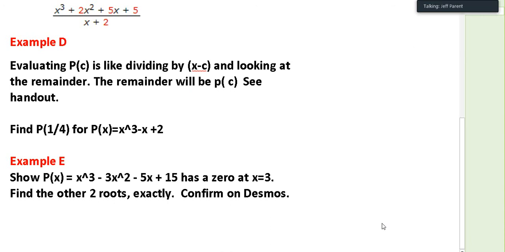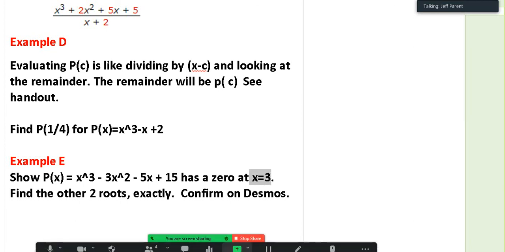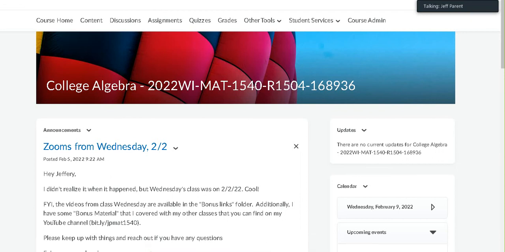All right, so let me copy that down. So x cubed minus 3x squared minus 5x plus 15. So let's suppose that it does have a root at 3. What does it mean to have a root someplace?